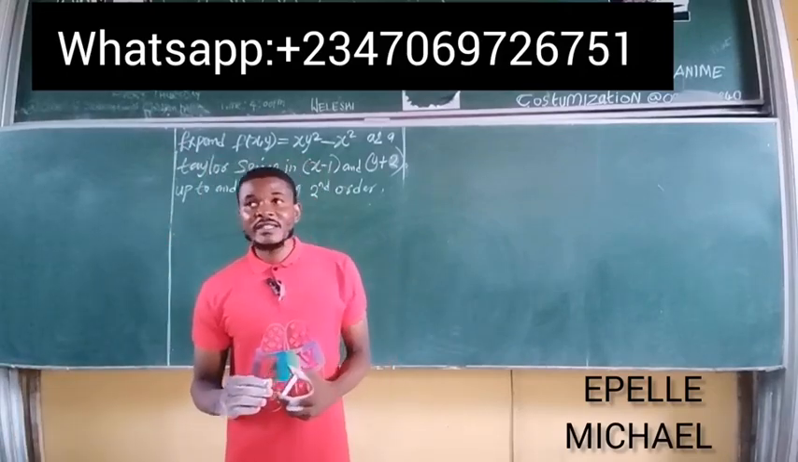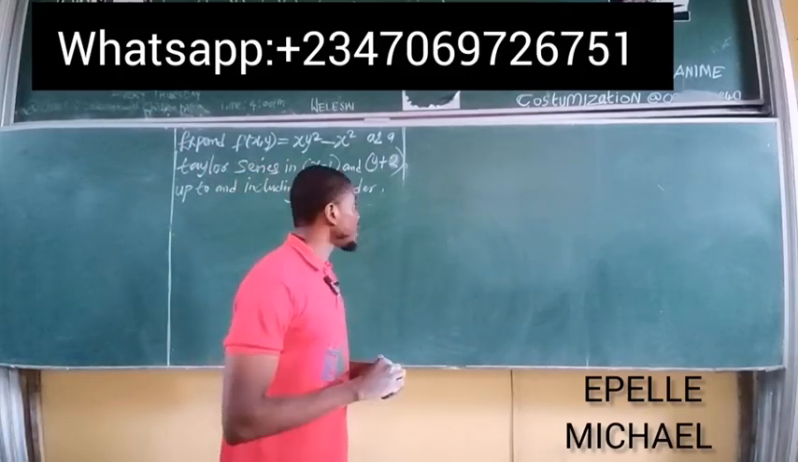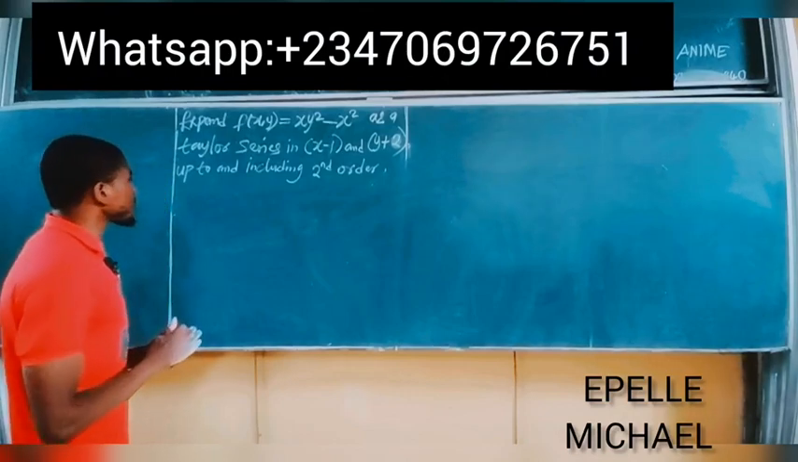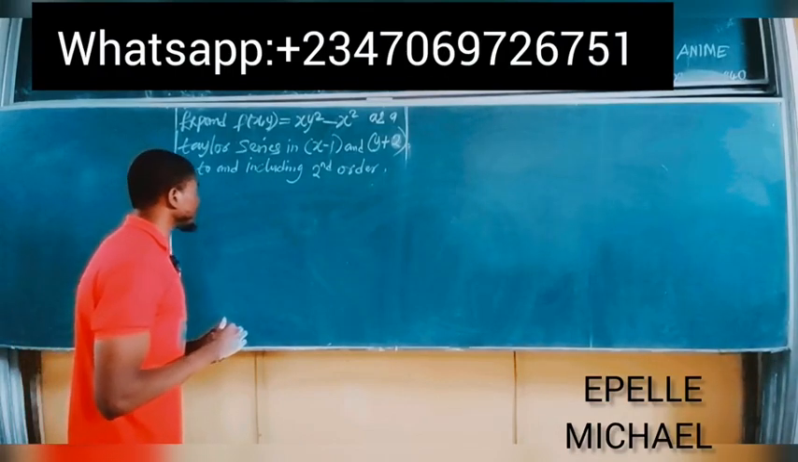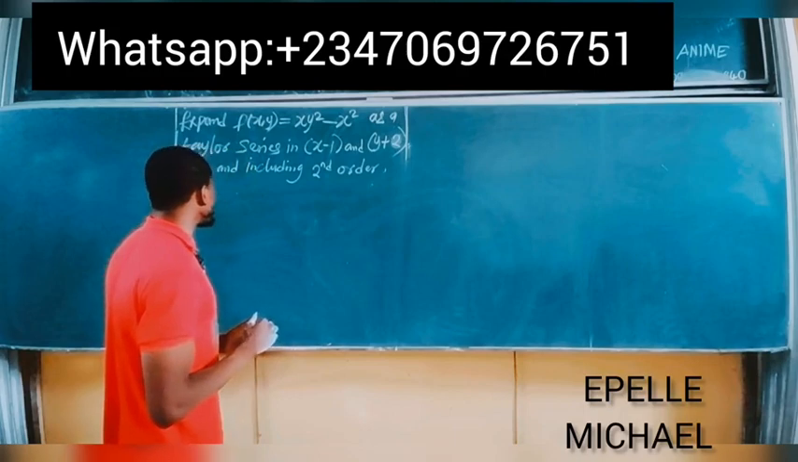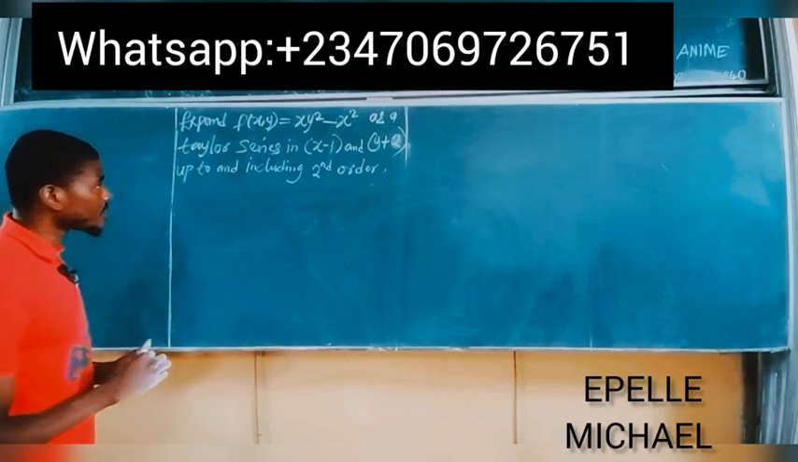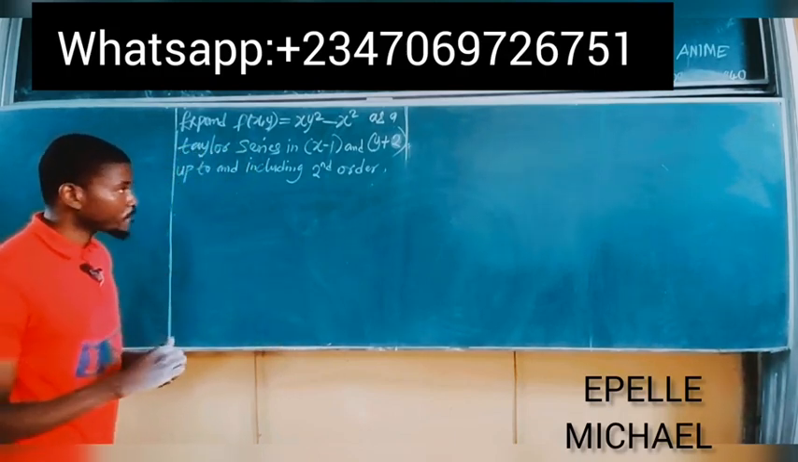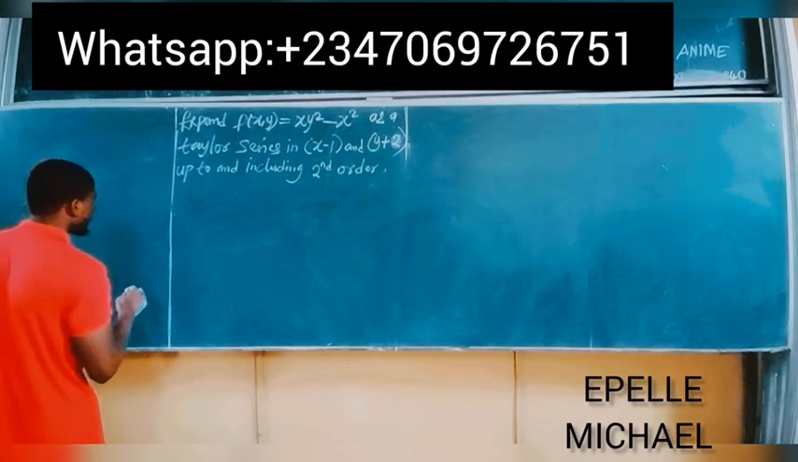Alright, so let's investigate this question on Taylor series. We are given the function and we are asked to expand the given function as a Taylor series in x minus 1 and y plus 2 up to and including second order. So we are not to exceed the second order. Now, what's the Taylor series expansion in second order?